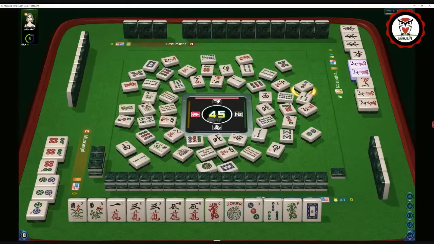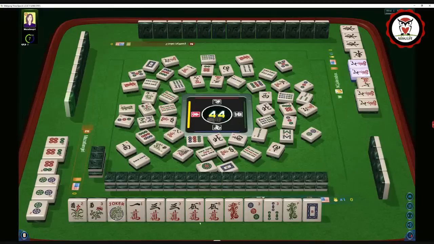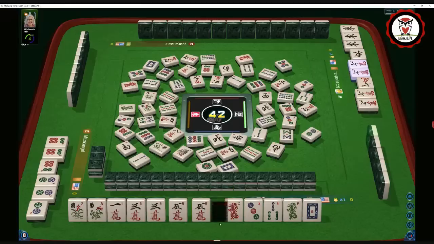Three dots. No regrets. Let's see if we can get a three, a red dragon. Six characters. Nope, seven dot. They discarded that. We're going to discard it. Seven dots. Uh-oh. Oh, man, that was scary. That was really scary. Okay.